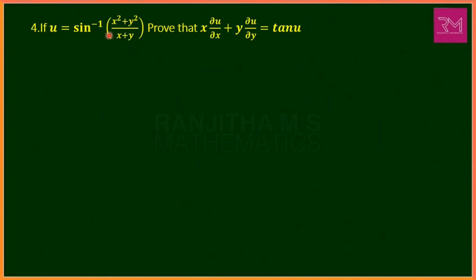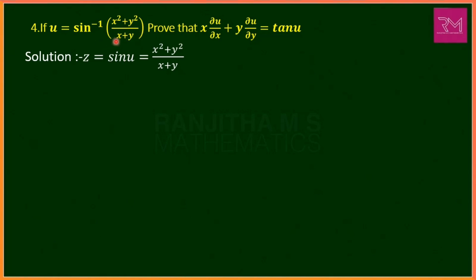If u is equal to sine inverse of x square plus y square divided by x plus y, prove that x into del u by del x plus y into del u by del y, which is equal to tan u. Previously we had to verify Euler's theorem, but here we have to prove that x into del u by del x plus y into del u by del y value is equal to tan u. First consider the given problem. Here u is equal to sine inverse of x square plus y square divided by x plus y.